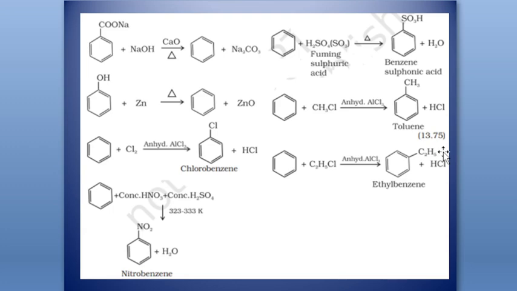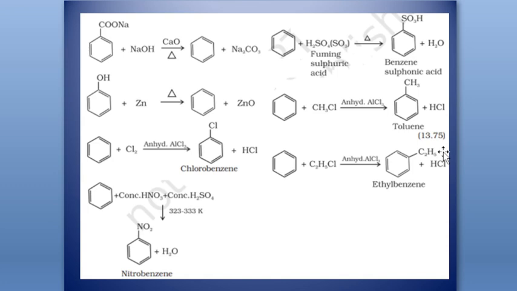The formation of benzenoid aromatic compound. From the decarboxylation of the carboxylic acid, we can get benzene. From phenol with zinc and heat, we get benzene, and benzene will react with chlorine in presence of anhydrous AlCl3 to form chlorobenzene. Benzene, if reacted with concentrated HNO3 and concentrated H2SO4, will form nitrobenzene.